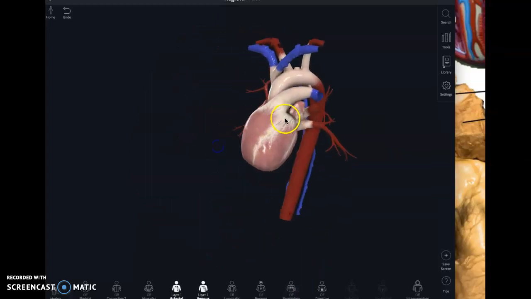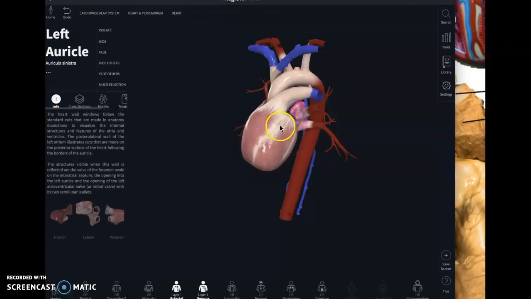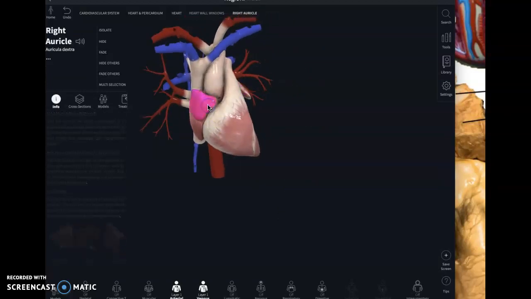Right here is the anterior intraventricular sulcus. And we have the auricle right there. Auricle right there. That's the left auricle. And we have the right auricle right there.